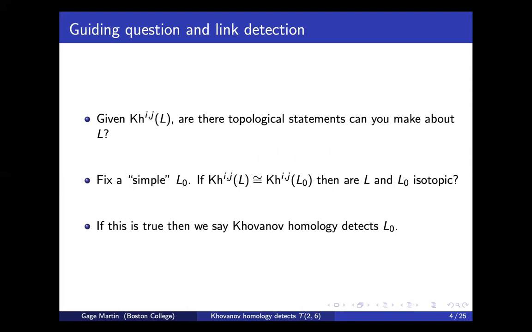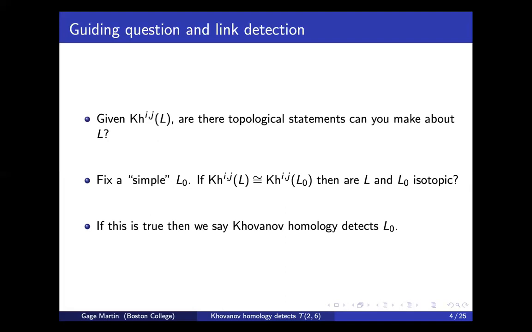Let me just point out, if you know that Khovanov homology detects a link L0, it gives you a very quick way of recognizing whether a diagram of a link is really a diagram of L0. You can ask your computer to compute the Khovanov homology of the link in that diagram and see if it agrees with the Khovanov homology of L0. And because you know Khovanov homology detects L0, this will give you an answer of whether the link in your diagram is the link L0.